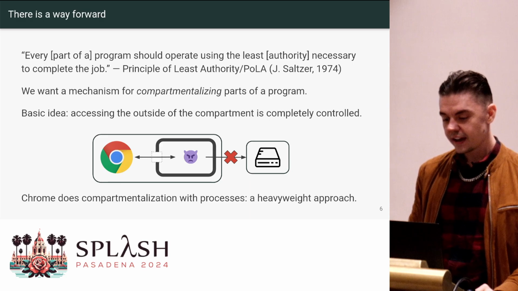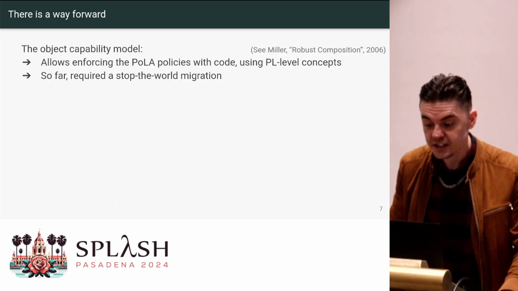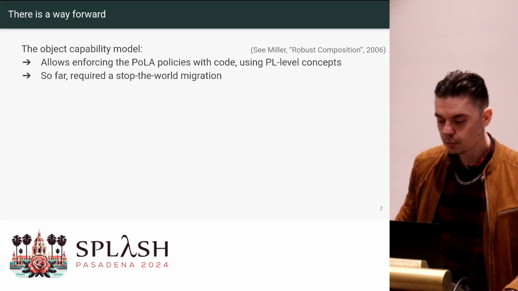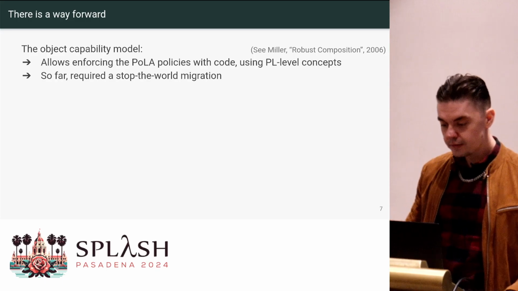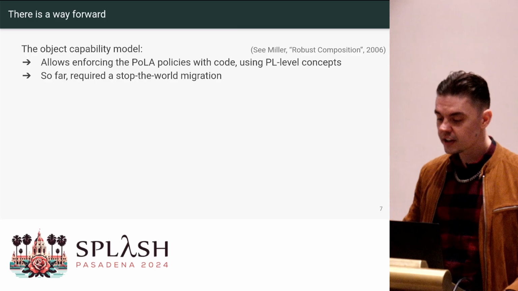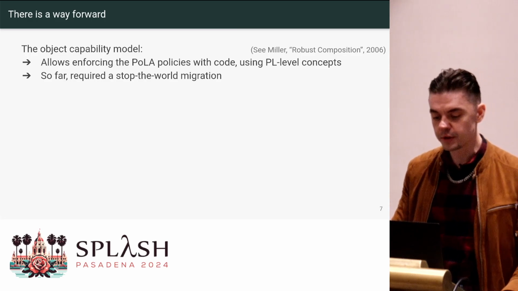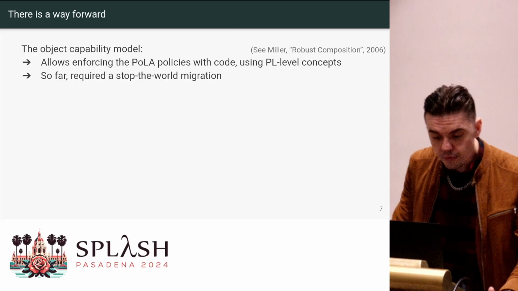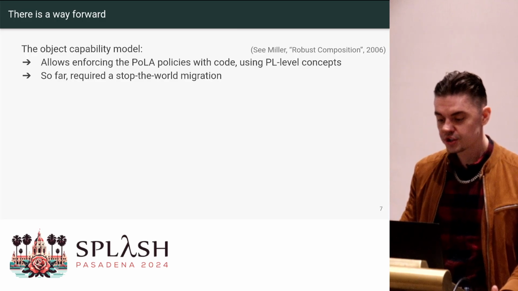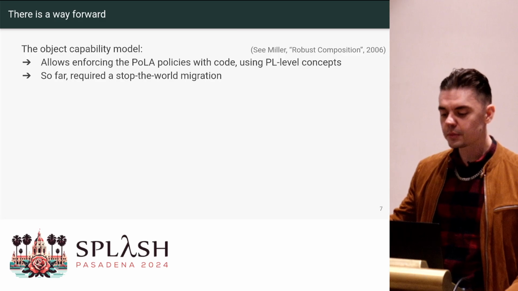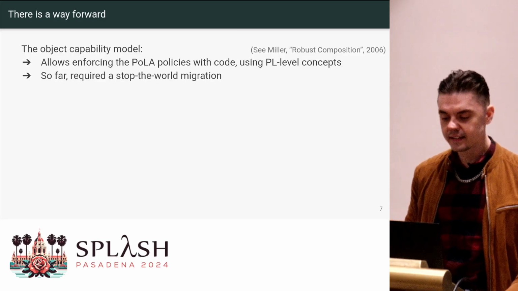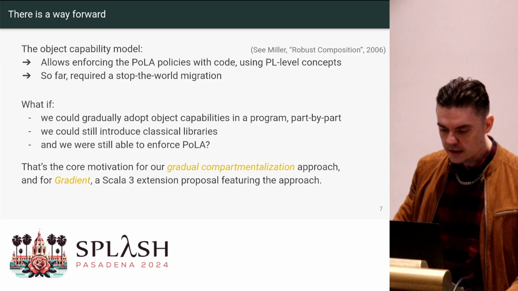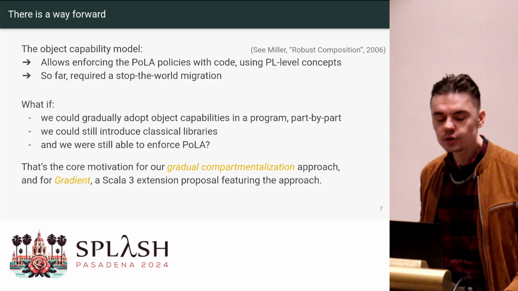So I don't think I need to convince you that things could be better if we did a PL-based approach. And it turns out we do have such an approach. The object capability model is great here. It's very flexible, as we will see, and it's very natural for people familiar with OOP, which is a lot of people. But so far, it had a particular issue, which is that adopting it required migrating the entire application in a single go. And so what if that didn't need to be the case?